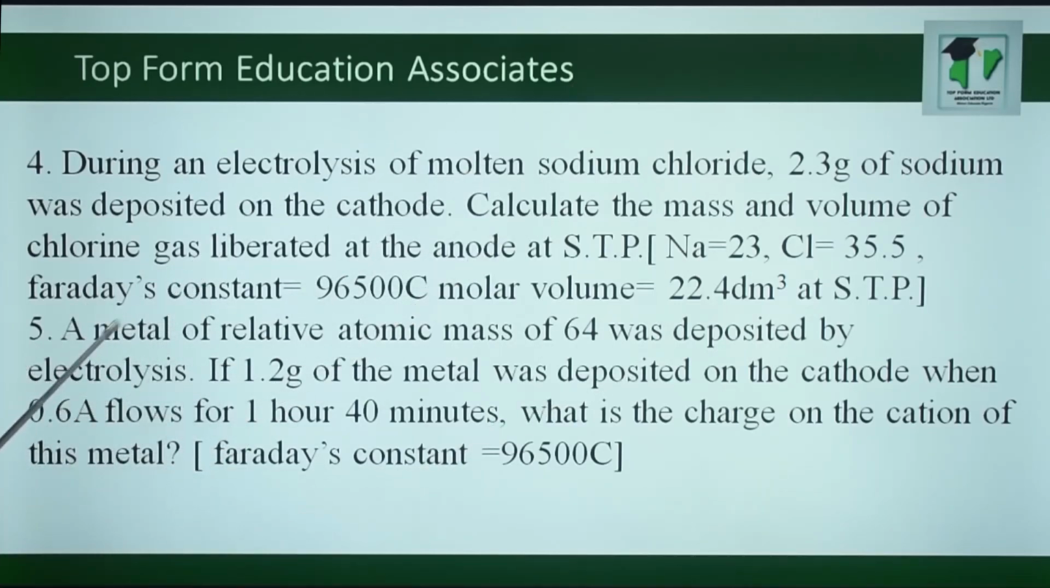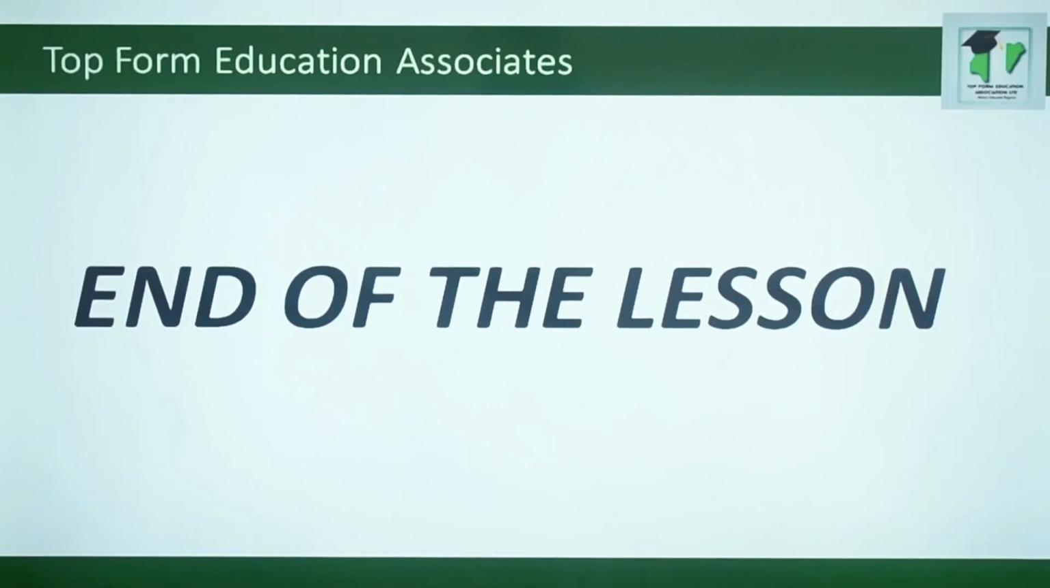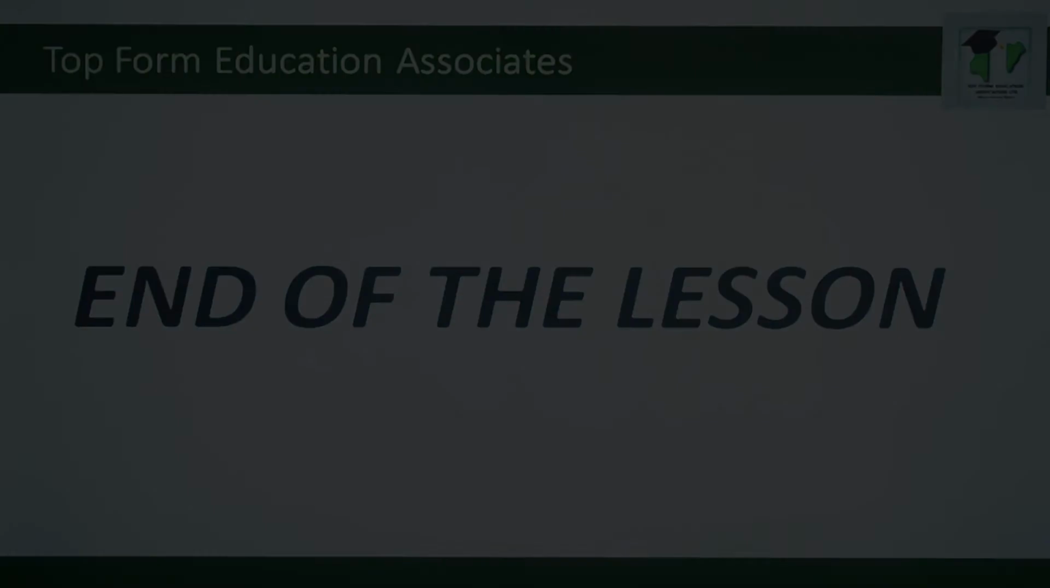While number 5 is a metal of relative atomic mass of 64 was deposited by electrolysis. If 1.2 grams of the metal was deposited on the cathode, when 0.6 amperes flows for 1 hour 40 minutes, what is the charge on the cation of this metal? We have come to the end of the lesson, and when you evaluate yourself using the evaluation questions, you can now tell yourself whether you have actually learned how to calculate masses of electrodes or cathodes connected together in series.